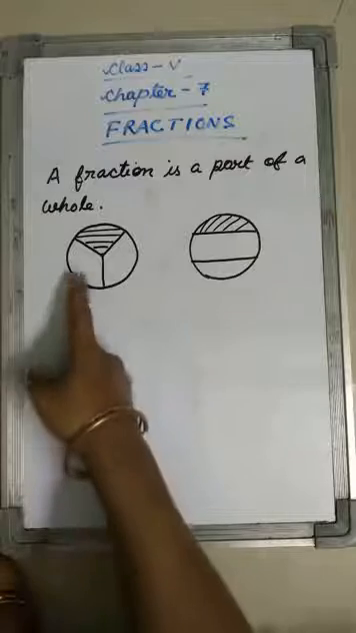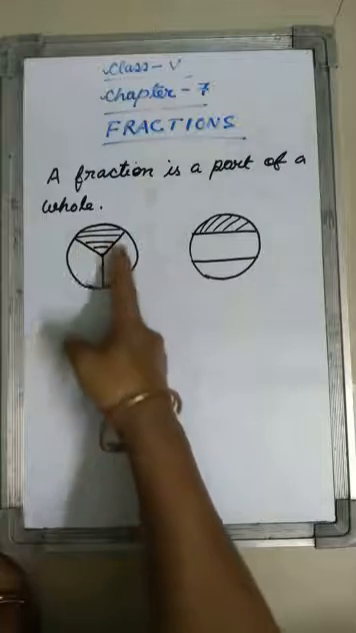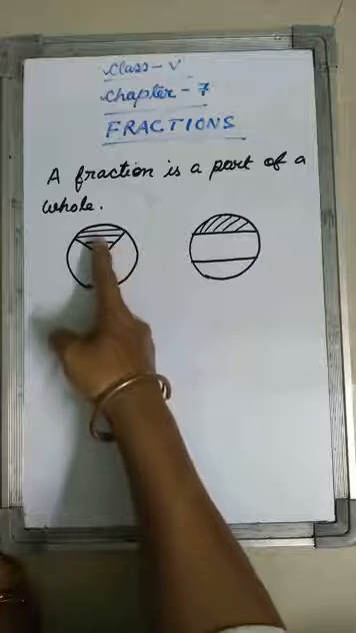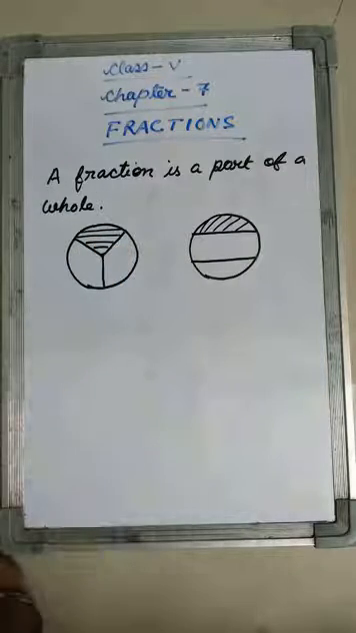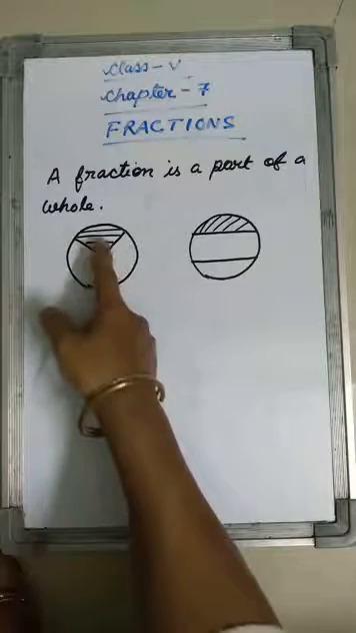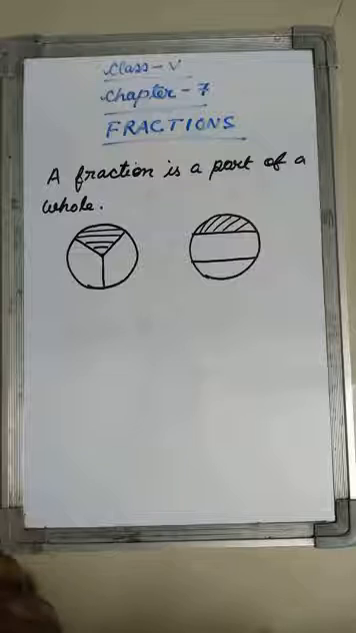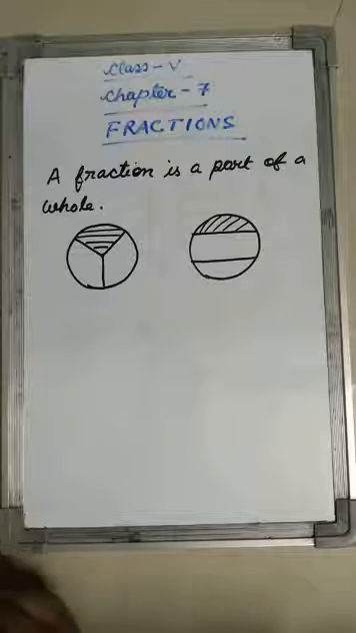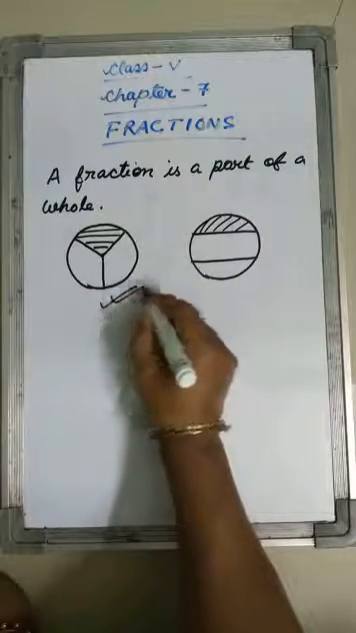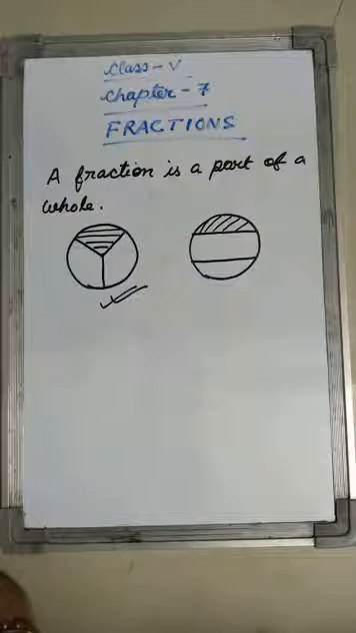here I have made equal parts of the circle. I have made 3 equal parts of the circle. This part is equal to this part is equal to this part. So I can express this as a fraction. The shaded part, the unshaded part, I can express in fraction.